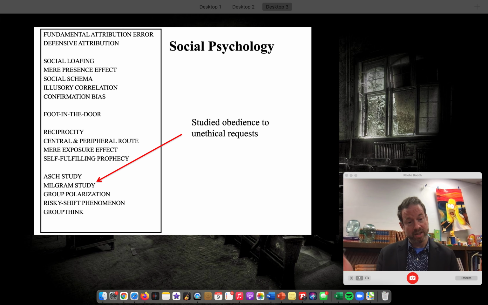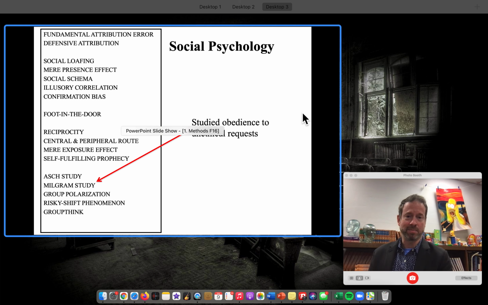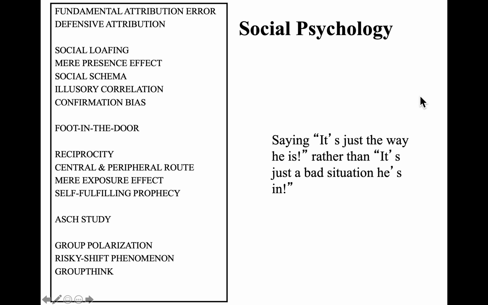And a popular question the AP people might ask is, what was the results? The results was that 2/3, about 65, 66%, went all the way to 450 volts, all the way to the end, because somebody told them to. And that's been replicated, and they found that tends to be the case through the decades. It wasn't just back in the 60s when they did that originally.